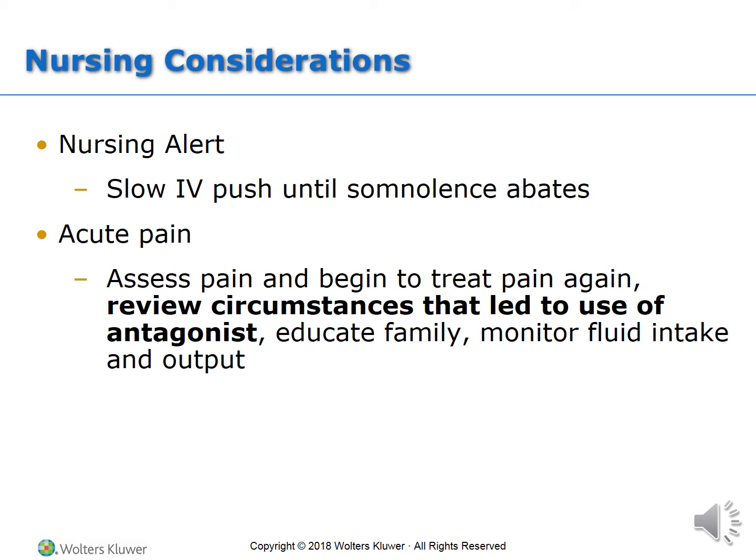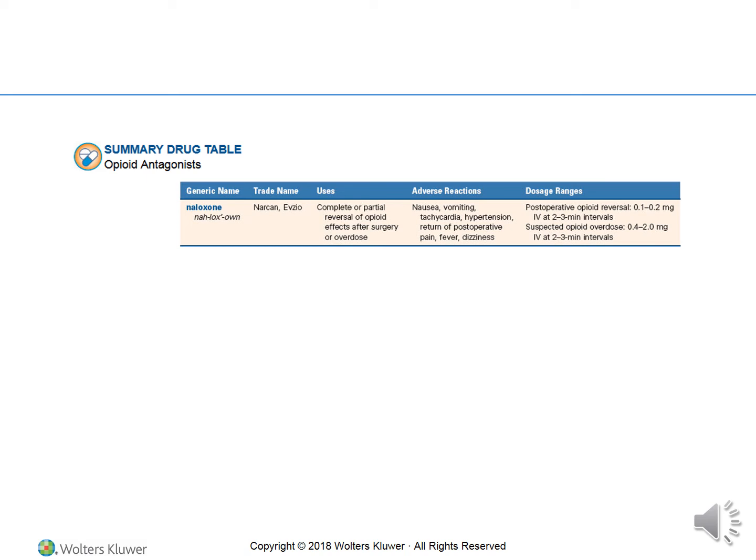You have to educate the patient and family on what happened and why it happened, and monitor their fluid intake and output, and that's just for metabolism to help clear that drug from their system. We want them drinking plenty of fluids and passing urine, because that's where the metabolites will leave the body. So as I mentioned, the gold standard or the primary opioid antagonist is naloxone, Narcan, and I do want you to know that.